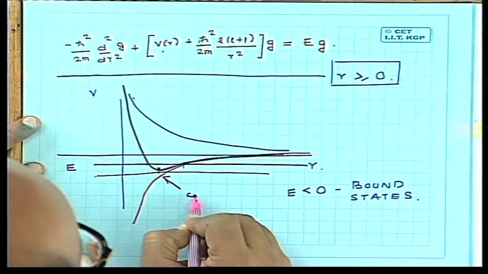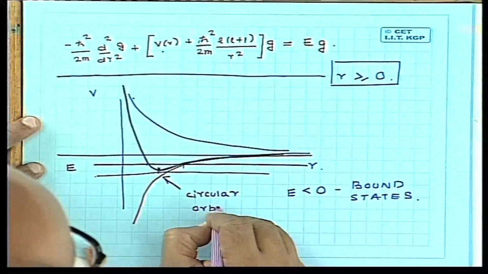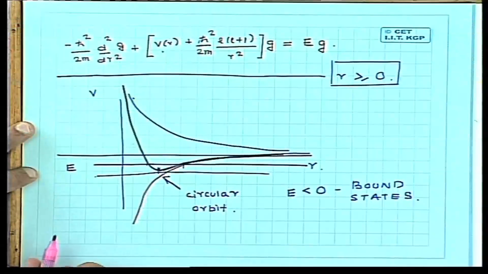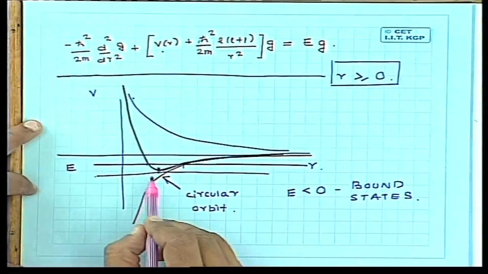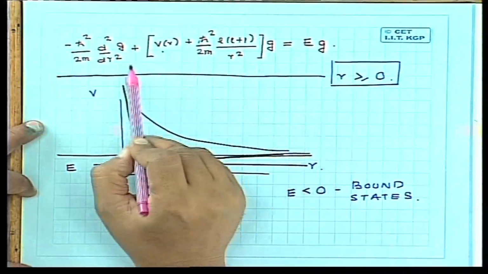This is a circular orbit, which is the equilibrium point, and you can easily find out at what value of the radius this is going to be by just differentiating this whole potential and setting it equal to 0.